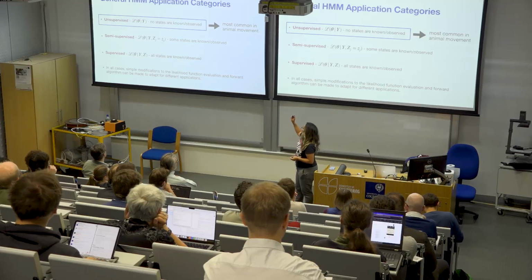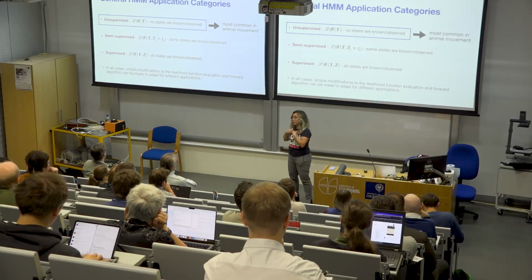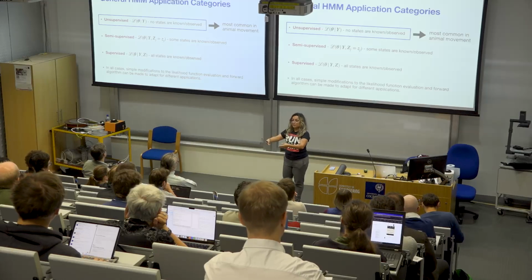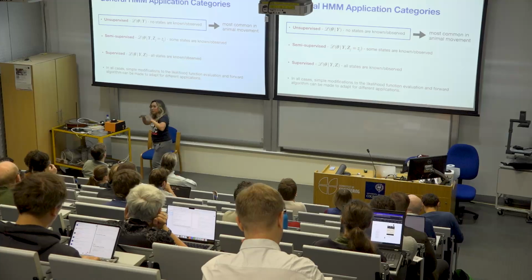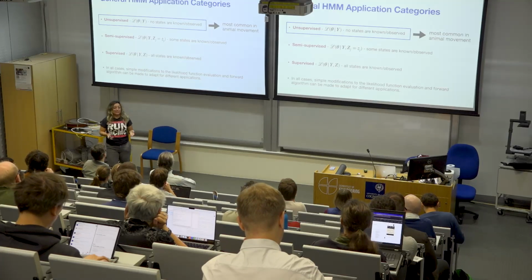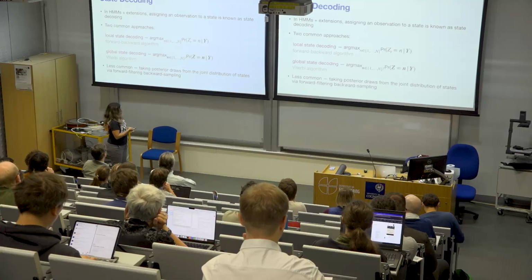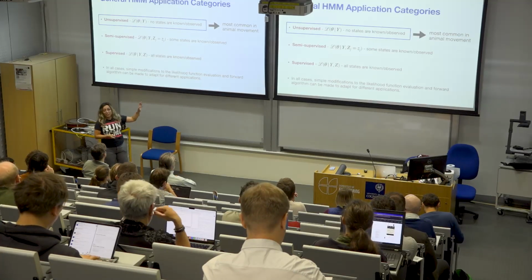And that is the most common thing we do in animal movement, in part because the ecologists put the sensors on the animals, so the animals can just move around, roam, and do whatever they want, and you don't have to follow them, which is the biggest thing. You can also do semi-supervised, where some states are known, or supervised, where all states are known.